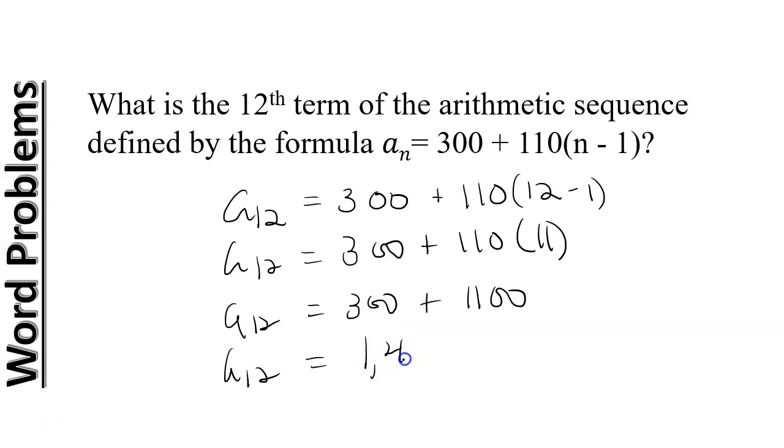And we'll get 1,400. Let me try that again. I'm going to double check that. 110 times 11. Yeah, that should have given me 1,210 plus 300. 1,500.